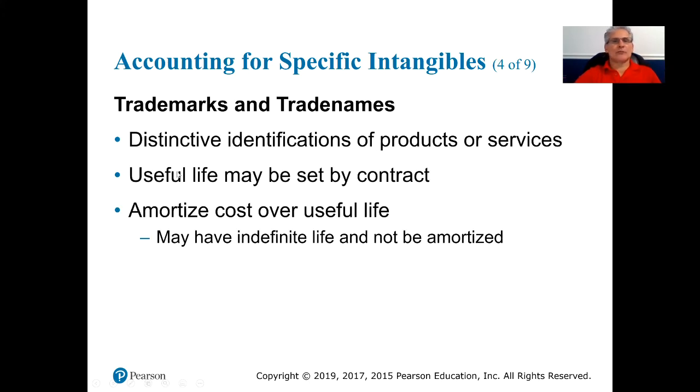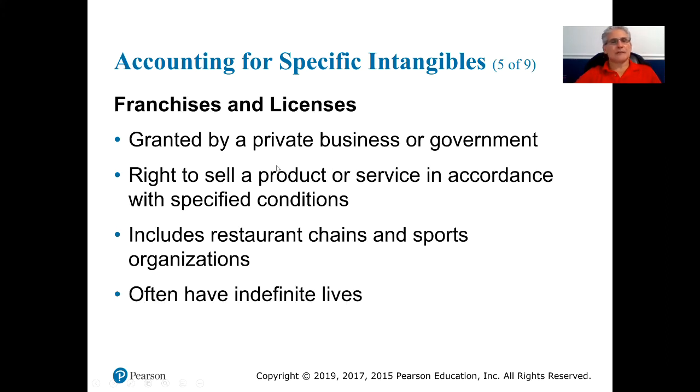Trademarks or trade names, those are a distinctive identification of products or services. Useful life may be set by a contract, and if it is, then you'll use the same computation as we did for the patent, and it's amortized over its useful life. But if it has an indefinite life, then you don't need to amortize it, but you do have to check for its value over time.